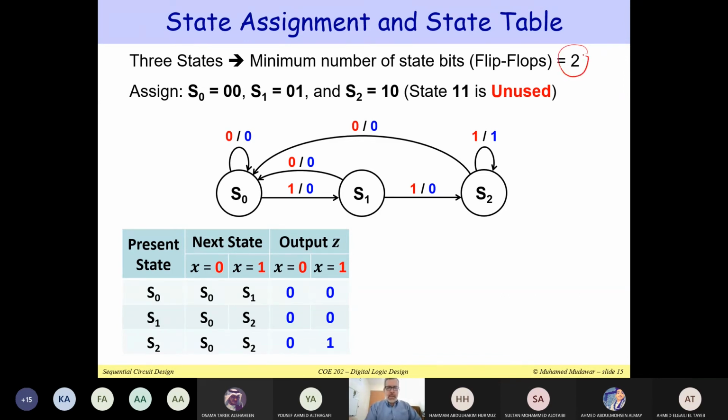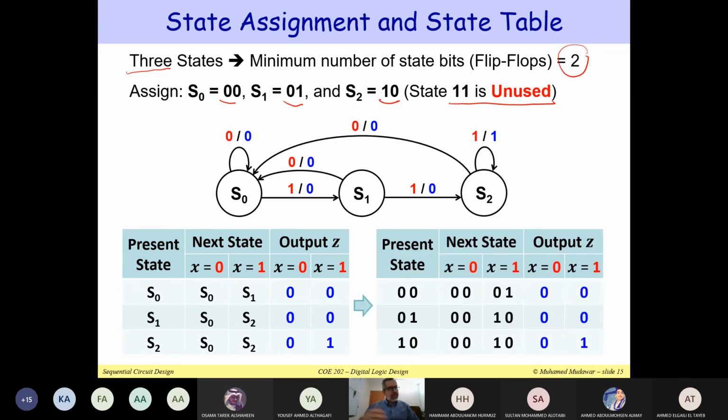Why 2? Because I need to implement 3 states. So I can assign binary codes. I can say that S0 is 00, S1 is 01, and S2 is 10. Notice that state 11 is unused, so we have 1 unused state. And now I can draw the state table and replace S0, S1, and S2 with the binary codes 00, 01, and 10.